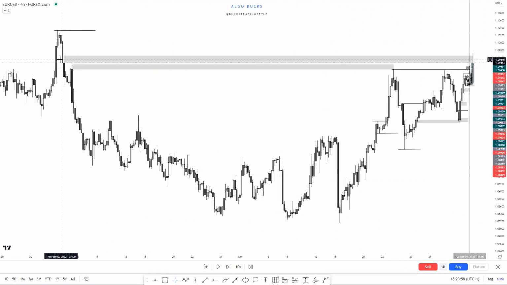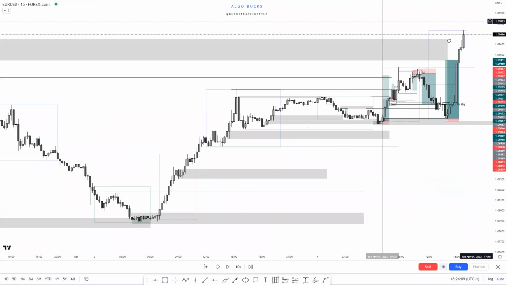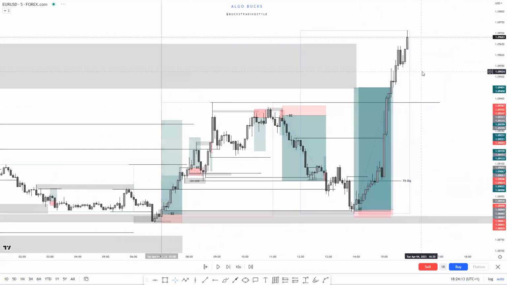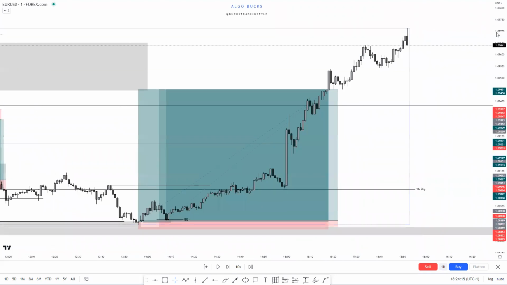So on the 4 hours, price took out this POI. So we have other POIs to watch above here. Price took out this POI. If we want to take trades after the POI got taken out, I'll keep switching time frame to time frame. What is price doing? Nothing important.